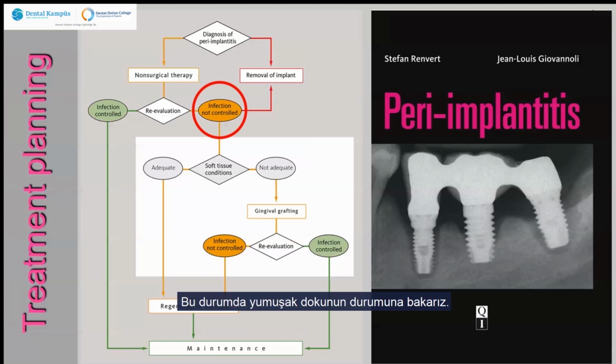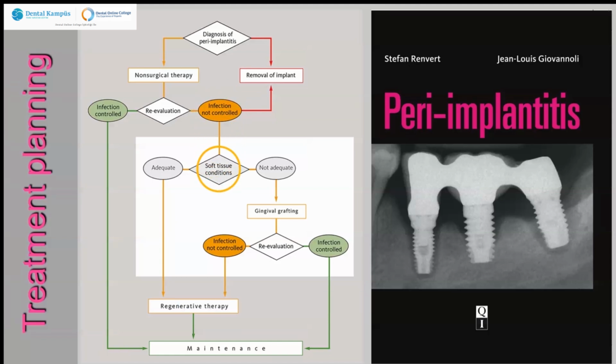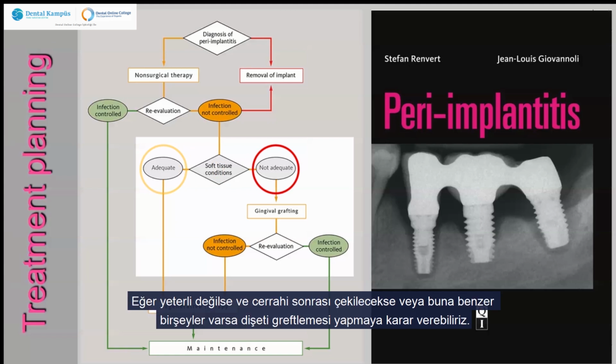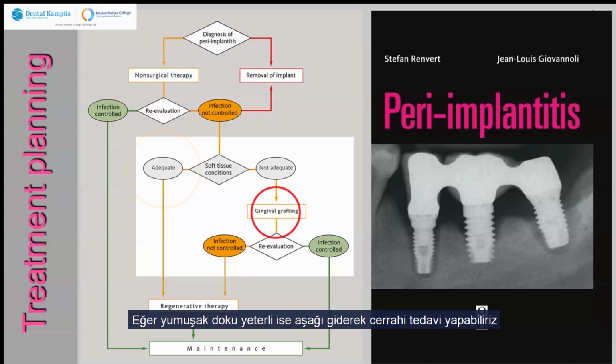We then look at the soft tissue conditions. Is there any keratinized gingiva present? Do we feel that we need to make adjustments of that? Yes or no? If it is not adequate, and we feel that when we do a surgical procedure here, we will have a tissue that will pull or things like that, we may decide to do a gingival grafting. If we feel there is adequate soft tissue, we go down and we do some type of surgical therapy.